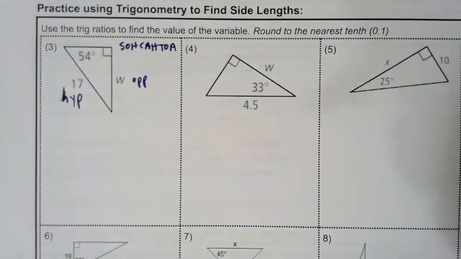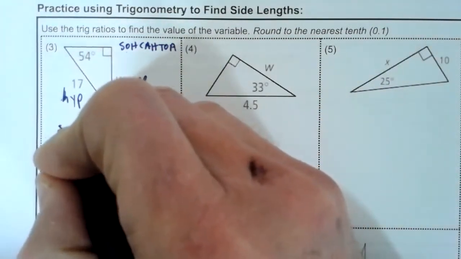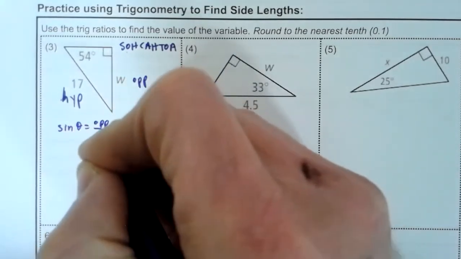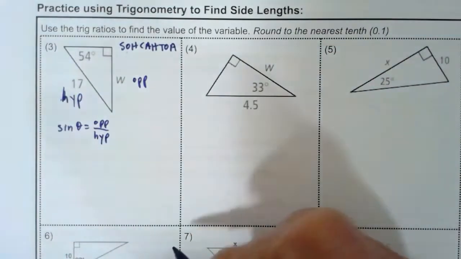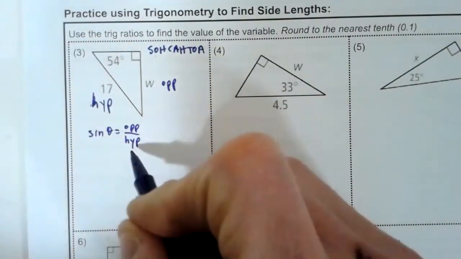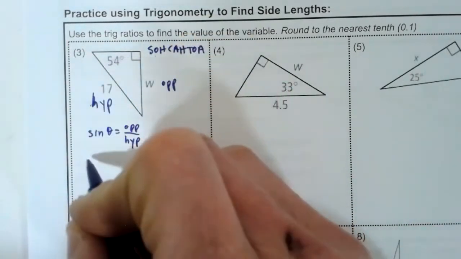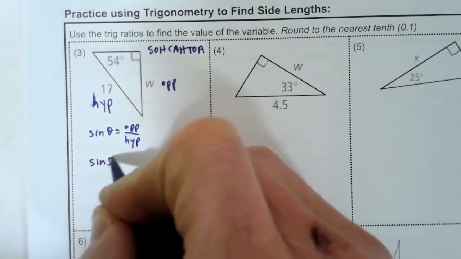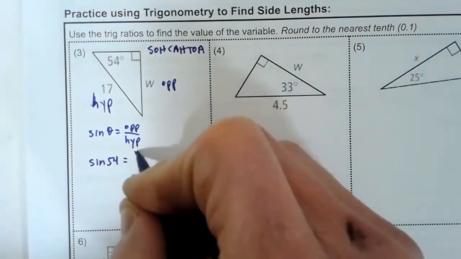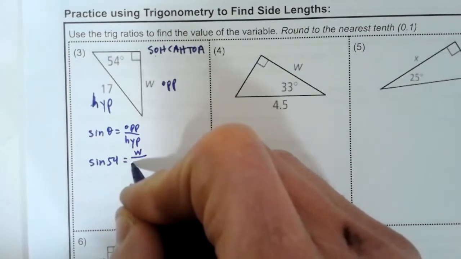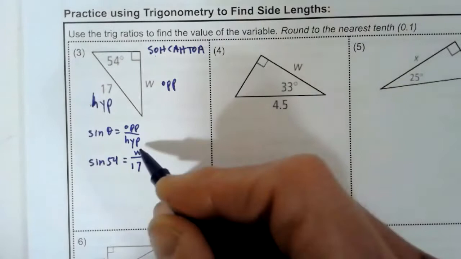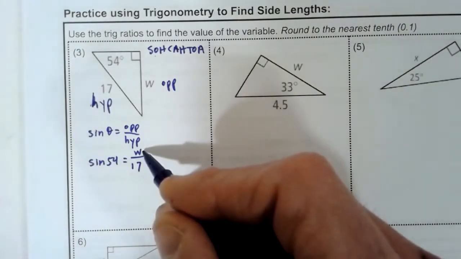You have to pick the trig ratio that you need. So I'm going to write that out here. Now, sine of theta is equal to my opposite divided by hypotenuse. All right, now stay with me on this. I fill in what I know based on these values. Now, theta is my angle. I know that. That's 54. So the sine of 54 degrees is equal to the opposite, which is W, divided by 17, which is my hypotenuse. Now I have to solve for my unknown value, which is W.